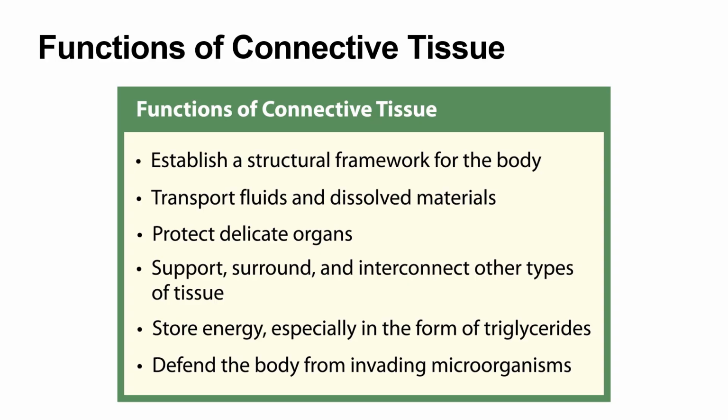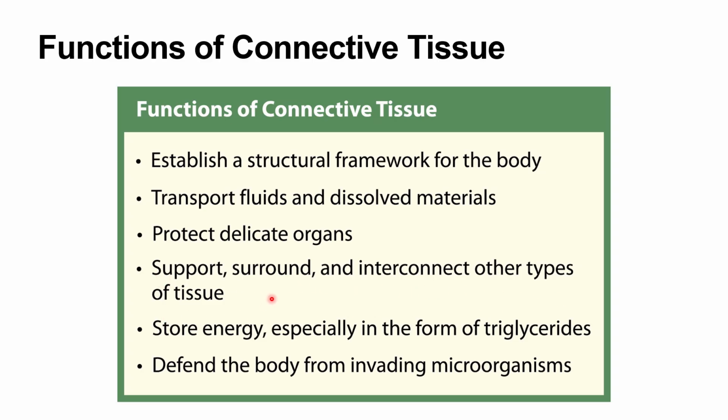Primary functions of that connective tissue are going to be much like what we've already talked about when it comes to our skeletal system. It's going to establish a structural framework of the body. In the case of our fluid connective tissue, it's also going to be responsible for transporting fluids and dissolved materials. In the case of our skeletal system and cartilage, it's also going to be responsible for protecting delicate organs. This is also true with some of our loose fibrous connective tissue, such as adipose tissue, as well as the ability to support and surround and interconnect other types of tissues.